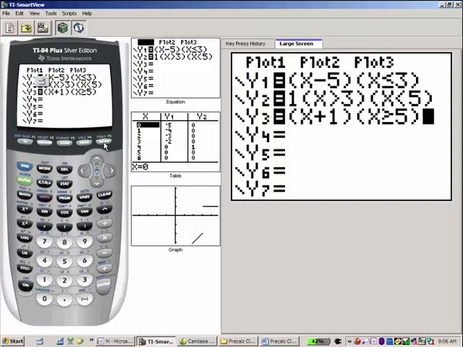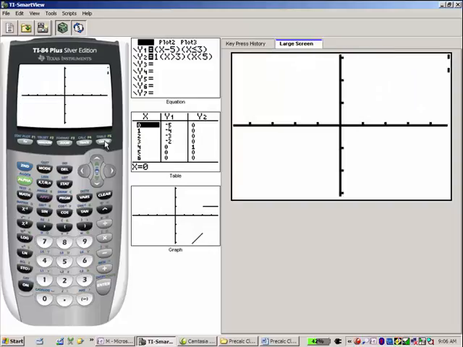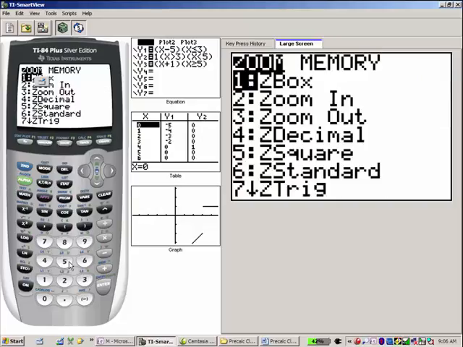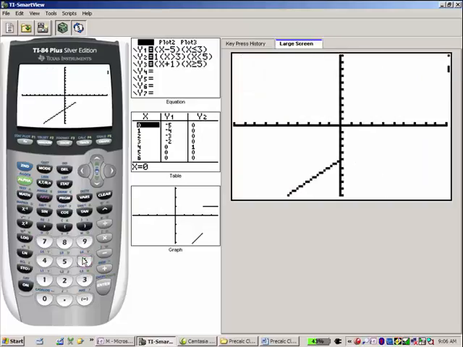And let's see what that graph looks like. How about Zoom Standard? Hey, what do you know? Not bad, huh? Not bad, I tell you.